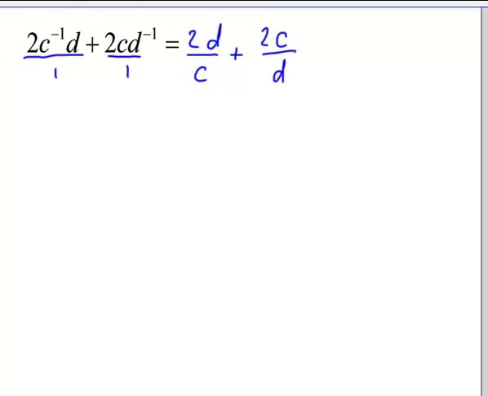Hopefully understood. So you're going to pause this right now. You're going to do this example and I'm going to give you the answer. And here is the answer. So this is what you want to get.